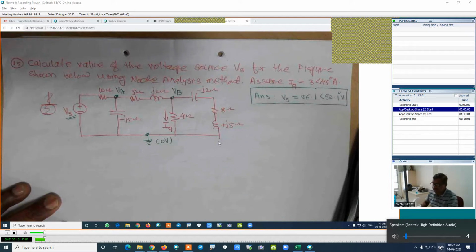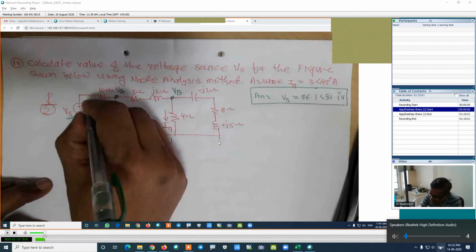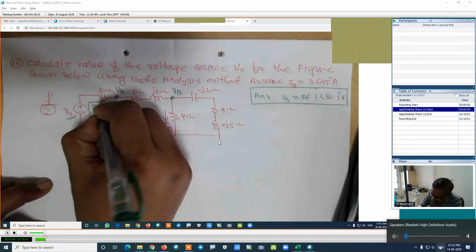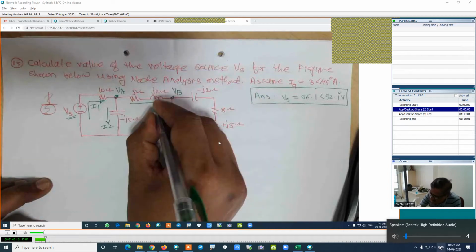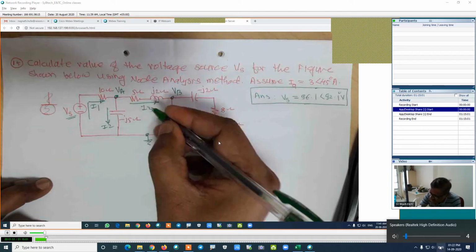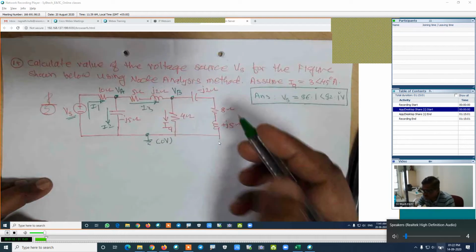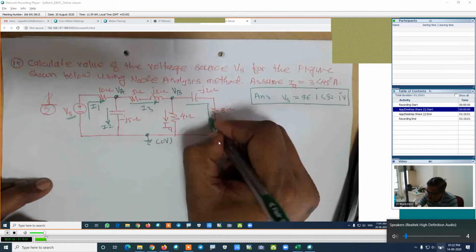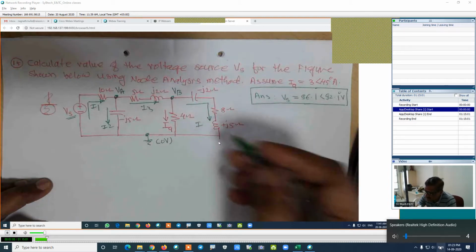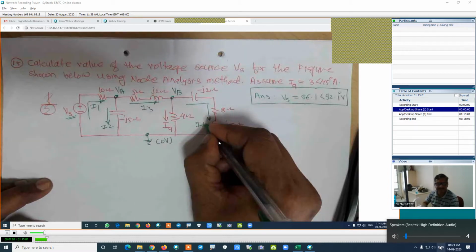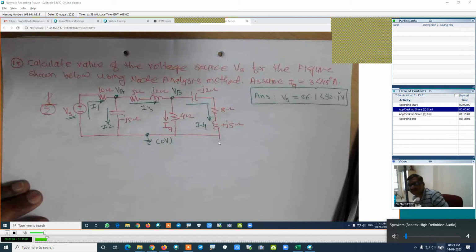Now in this case we will assume a separate current for each branch. This is branch 1, its current is I1. This is branch 2, its current is I2. This is branch 3, its current is I3. This is branch 4, its current is IA, and this is the last branch, its current is I4. Is that right? If anyone has a query, just raise your hand and mute yourself, then I will discuss.